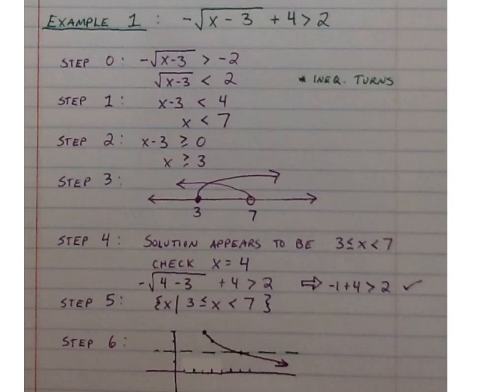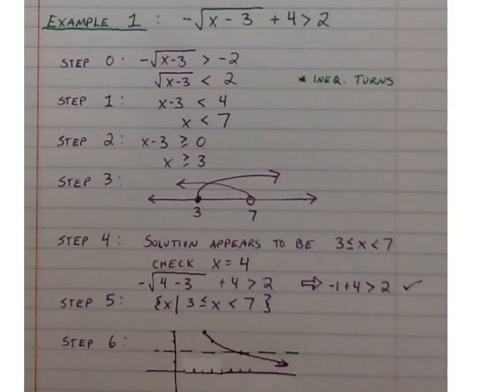What we have here is the negative square root of x minus 3, plus 4, is greater than 2. In step 0, we want to isolate the radical. So the first thing I did was subtract 4 from both sides, and then I divided both sides by a negative. And remember, when you divide both sides by a negative, the inequality turns direction.